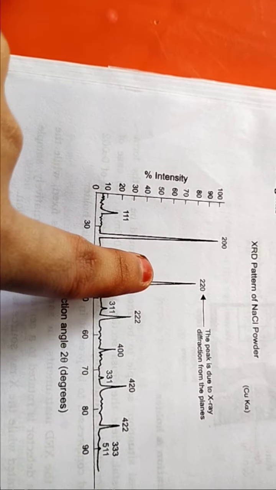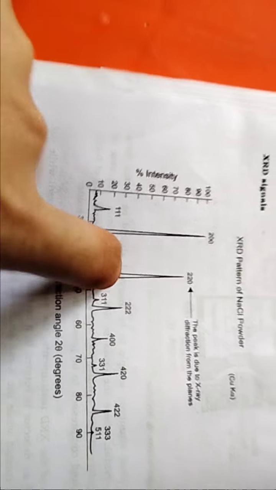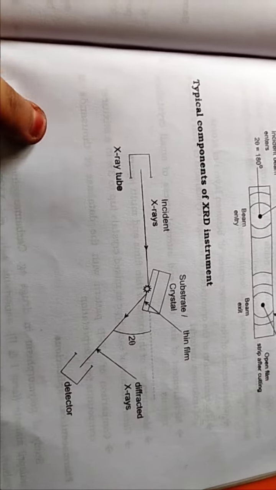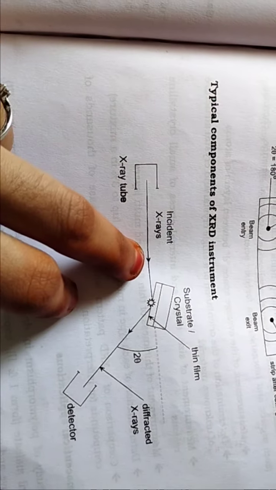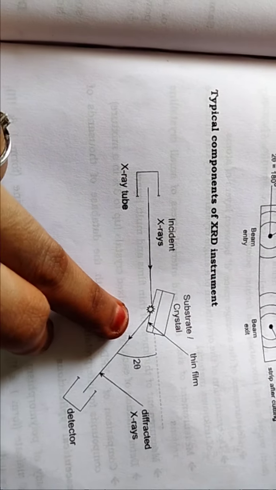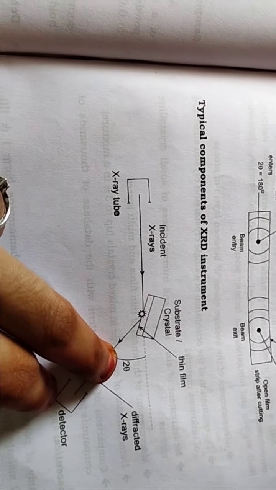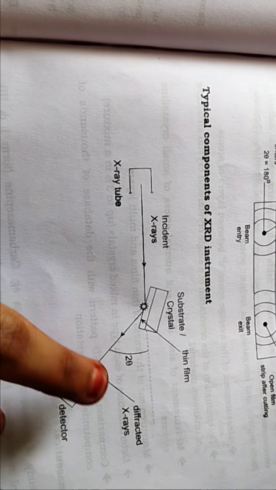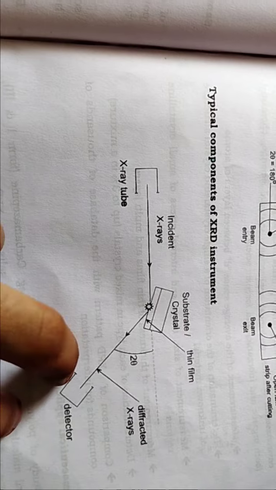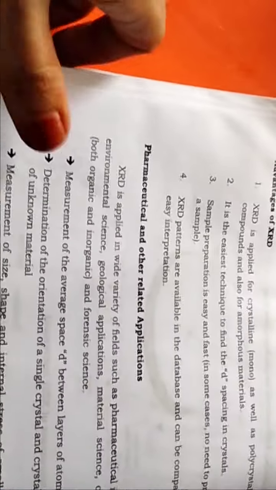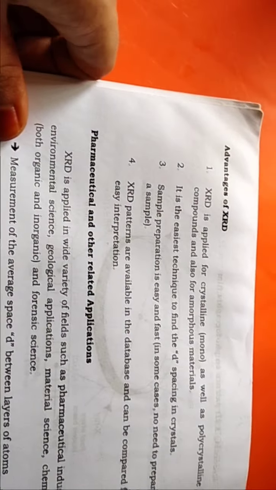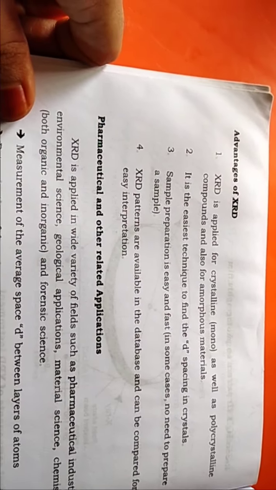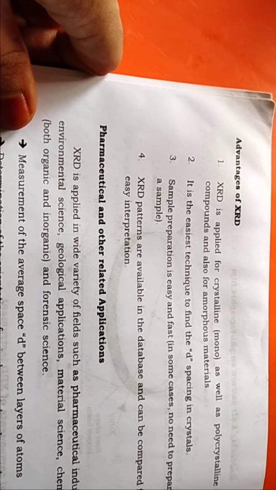Here we take a sample of NaCl powder. The typical components of an XRD instrument are the X-ray tube, and the incident X-rays are passed through this crystal, and the angle 2 theta is measured. The diffracted X-rays are detected by the detector and recorded, it can be photographic.